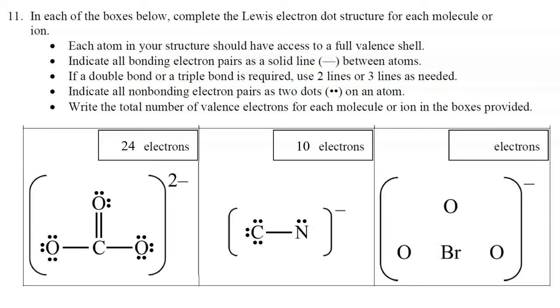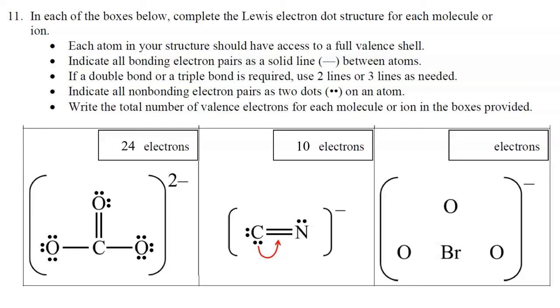Both atoms do not have a complete full valence shell, so I can't really add any more electrons, but I could move a pair of electrons from the carbon to make a double bond, and we'll see what that will do. I'm going to move a pair of electrons from the carbon to make a double bond. So the carbon still has access to 8 electrons. The nitrogen is doing better, but not quite enough. There's only 6 electrons around the nitrogen. So I'm going to have to move a pair of electrons from the carbon to make a triple bond.